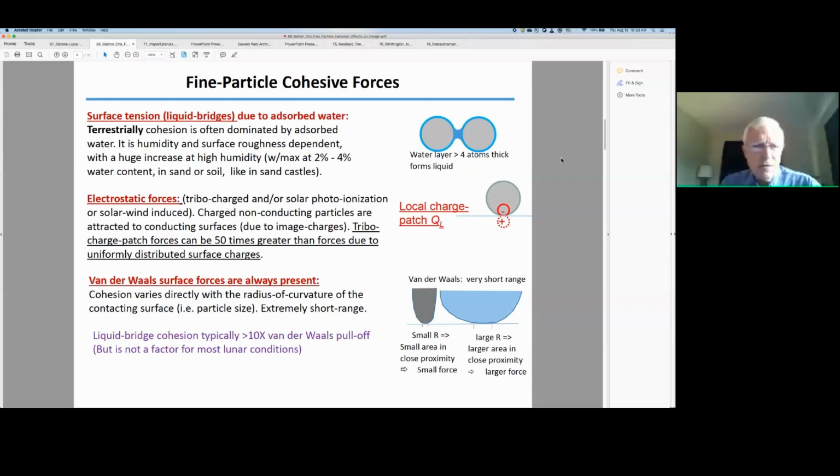The van der Waals forces are present. As soon as you have electrostatics bringing things together, you have then a combination of electrostatic charge and van der Waals forces acting to hold it together. And the combination of those two produce a pull-off force. And instead of the picture I have at the bottom, I should have had a discussion of what's called the bond number, and that's the ratio of the pull-off force to the weight of a particle.